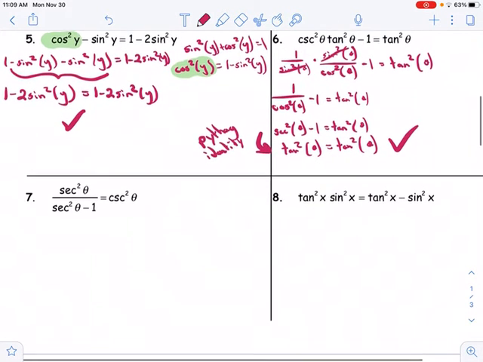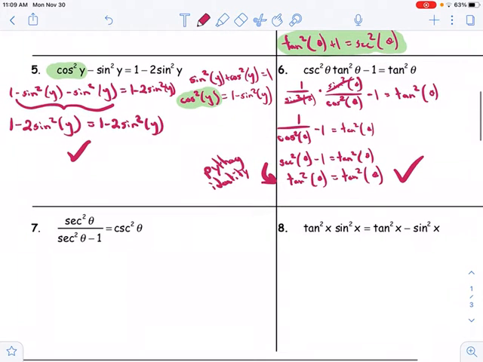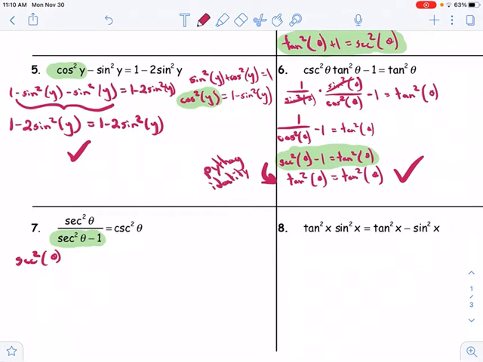All right, taking a look. Since I just dealt with the secant squared theta minus 1, I almost came up with an identity just right here. Secant squared theta minus 1 equals tangent squared theta. I'm going to use that here in order to replace this with tangent squared theta. So this now becomes secant squared theta divided by tangent squared theta equals cosecant squared theta.